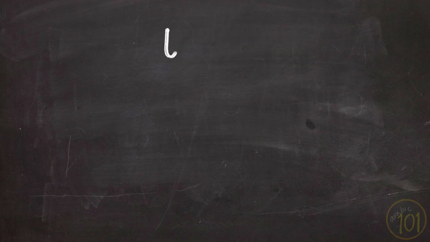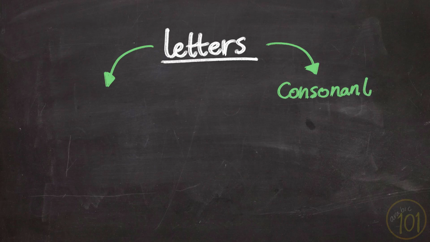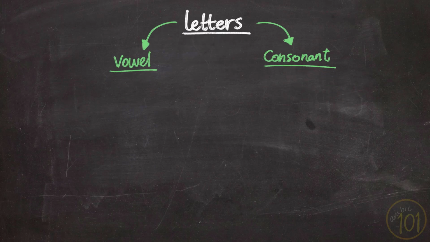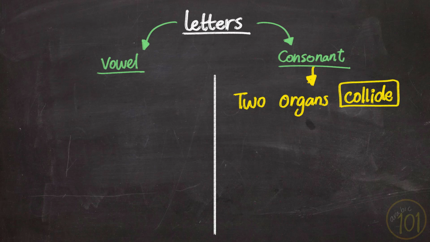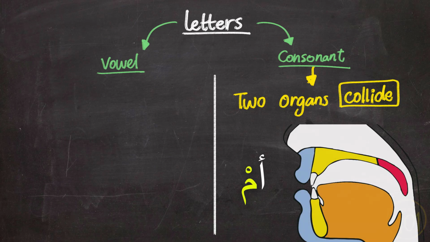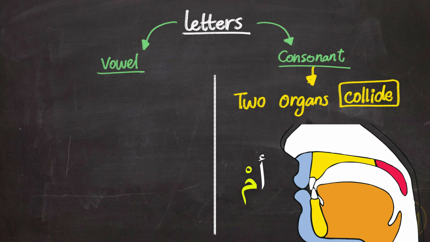Well, in any language, letters come in two states, a consonant and a vowel state. For the consonant state, many letters are produced by two organs colliding or touching one another. Like for example, M. When we say M with sukun on the mim, the two lips produce the sound when they collide or touch one another.